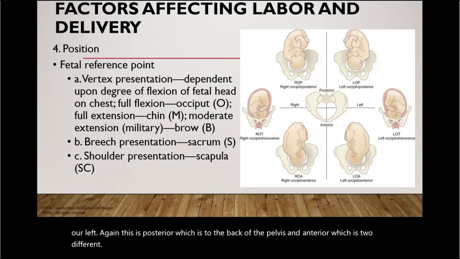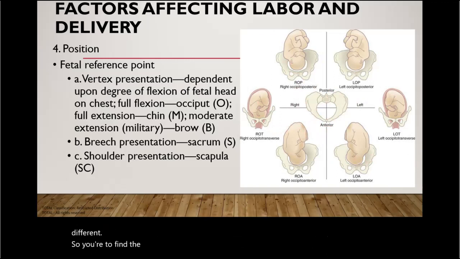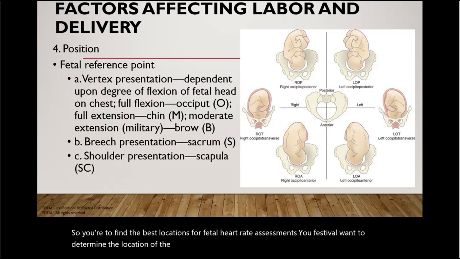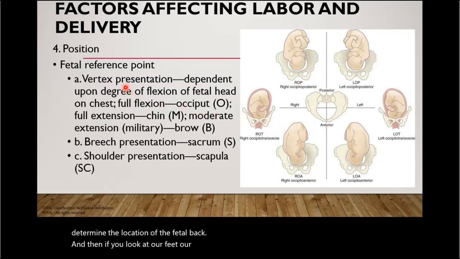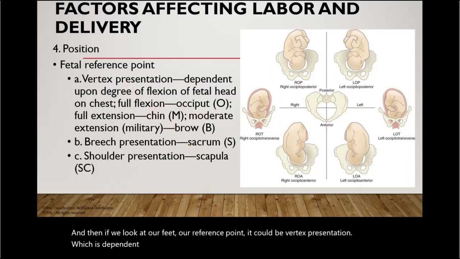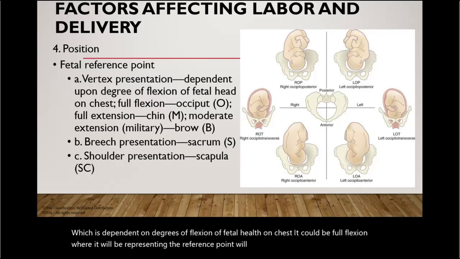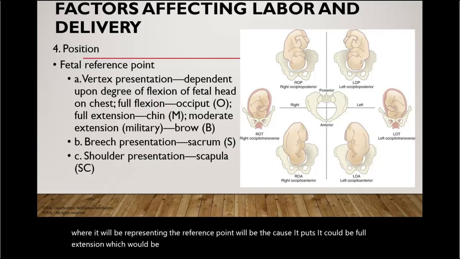So to find the best locations for fetal heart rate assessment, you first of all want to determine the location of the fetal back. And then if you look at our fetal reference points, it could be vertex presentation, which is dependent upon degree of flexion of the fetal head on the chest. It could be full flexion, where the reference point will be the occiput. It could be full extension, which would be the chin. It could be moderate extension, which would be the brow.